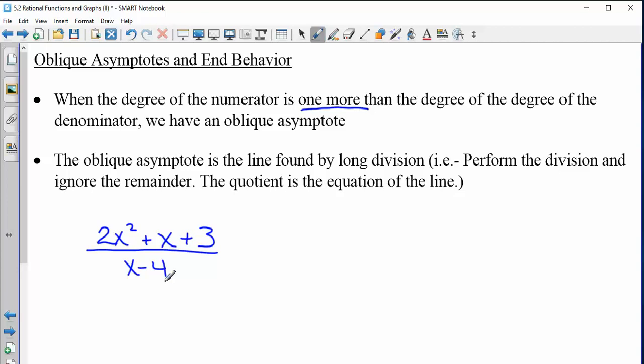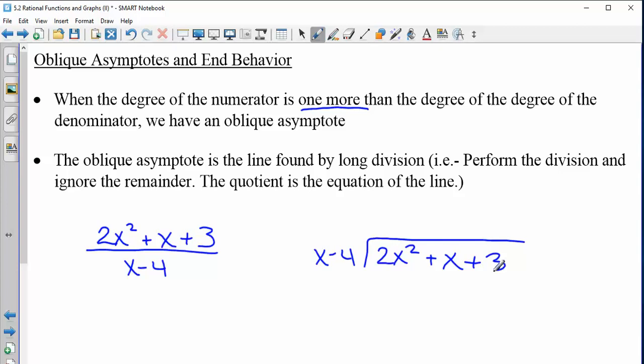Okay, the degree on top is 2, and the bottom is 1. So the top is 1 bigger, so that means it's oblique. So we will set up a long division. Now, I'm telling you to do long division instead of synthetic, because synthetic only works if your denominator is linear and x to the first, and most times it's not going to be. So we're just going to do our long division here.